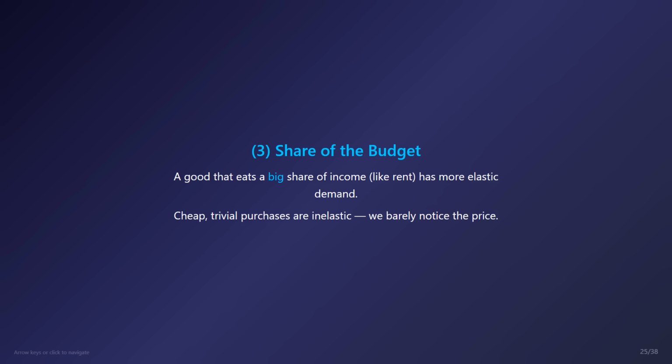Third, the share of the budget the good takes up. A good that eats a large share of income, like housing, has more elastic demand because buyers really feel its price. Cheap, trivial purchases are inelastic. We hardly notice what they cost.